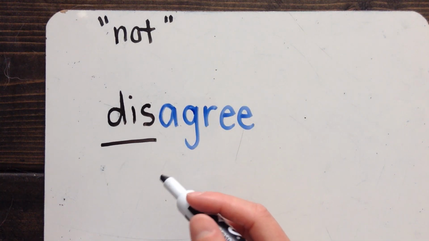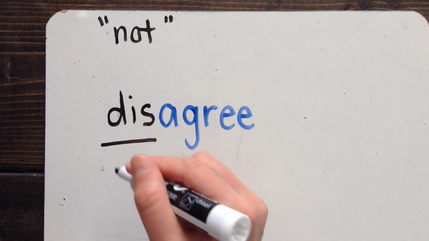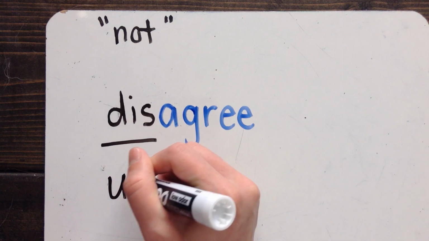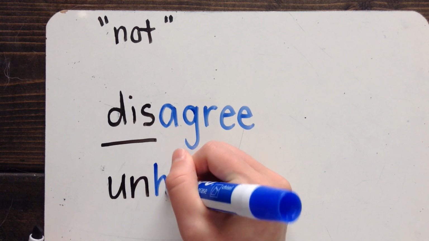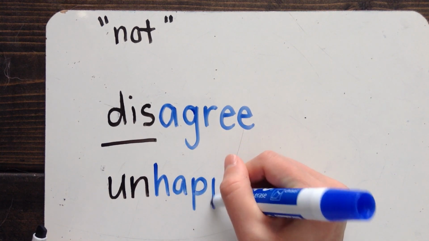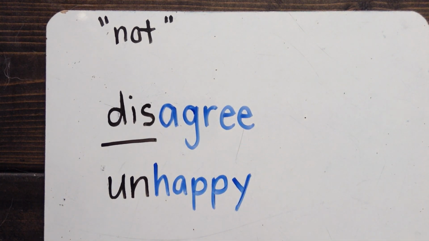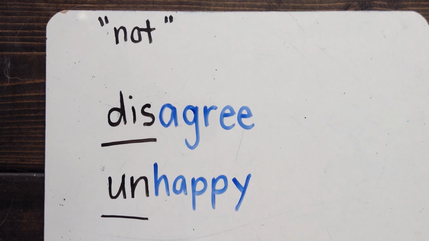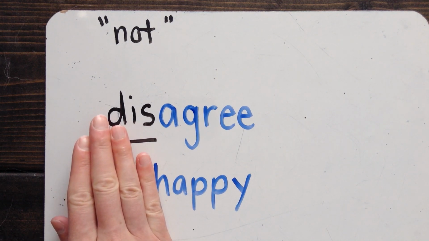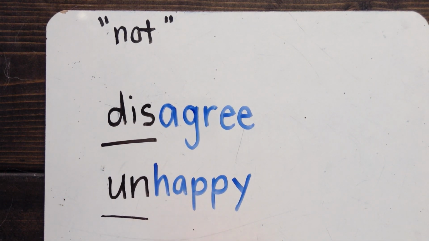Another prefix that means not is un. This is the word unhappy. The prefix really changes the meaning in this case. The root word is happy, but by adding the prefix un, now the meaning has changed. Not happy.